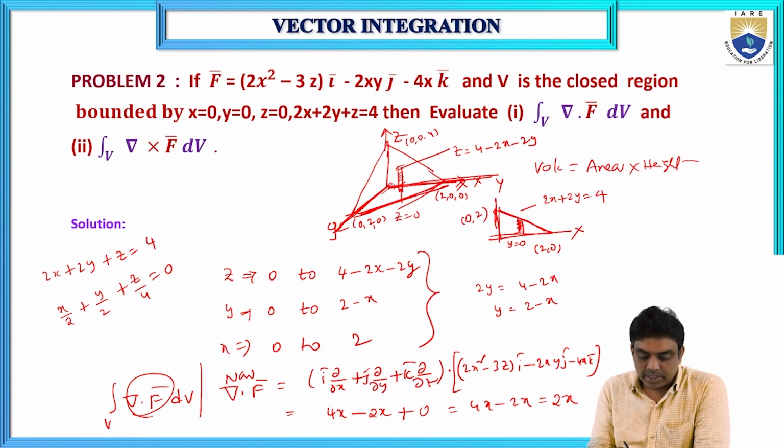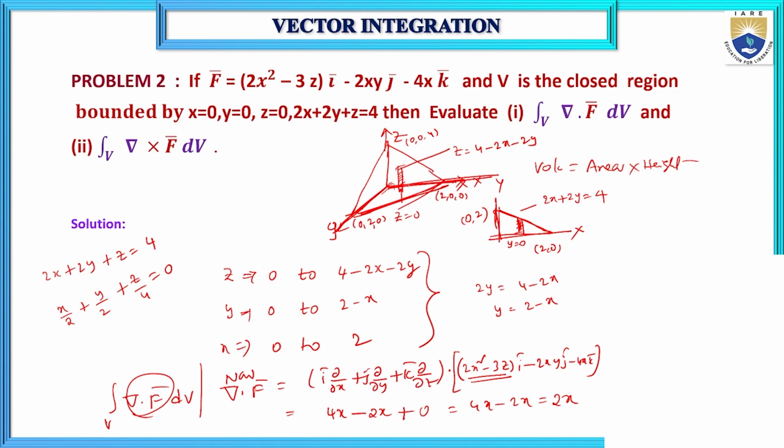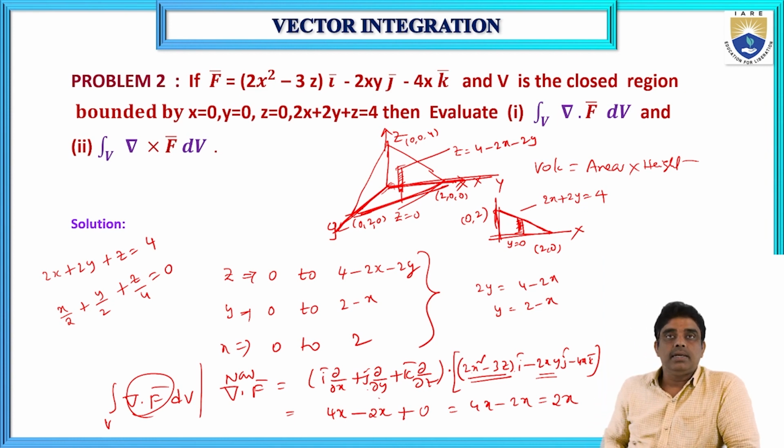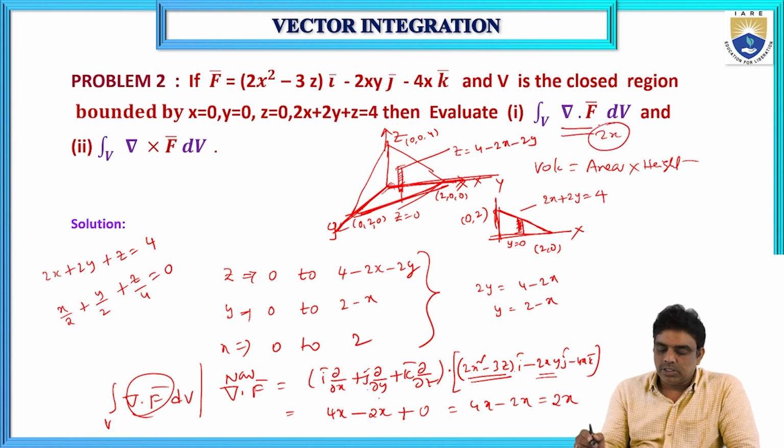Making the dot product with f bar: i bar dot i bar is 1, dou by dou x of this whole thing is only 4x. i bar dot j bar is 0, i bar dot k bar is 0. Then j bar dot i bar is 0, j bar dot j bar is 1, that means dou by dou y of this term, that will be minus 2x. Plus k bar dot k bar is 1, dou by dou z of 4x, that is 0. So the del dot f bar we obtained is 2x.